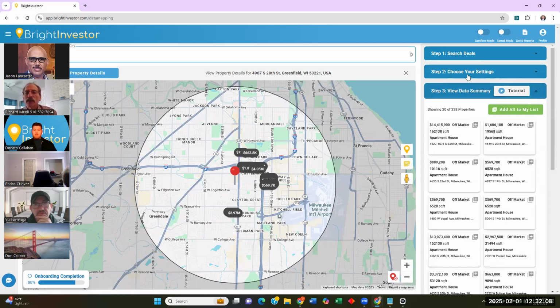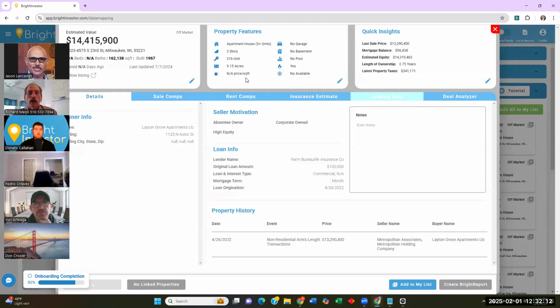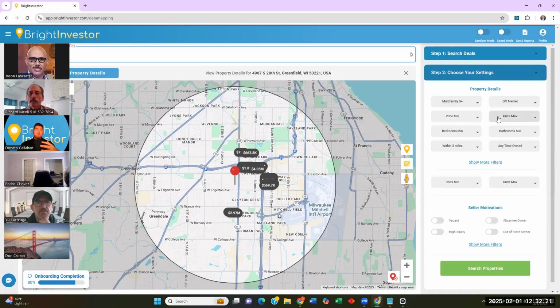Is that one $14 million? Yeah, this is a large apartment complex. Oh, this is 216 units. You probably don't want a 216 unit building in this case. No, I don't. So then we filter by prices, number of units, all those things. And that's what we're looking for. That's the process if you want to find out whether this area has what you want.